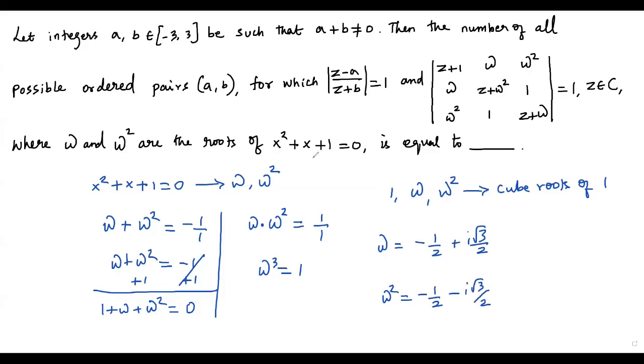Okay, now we got some stuff when I use the last piece of information. Now what I'm going to do is take this determinant and find the value of z. Let me continue on the next page.